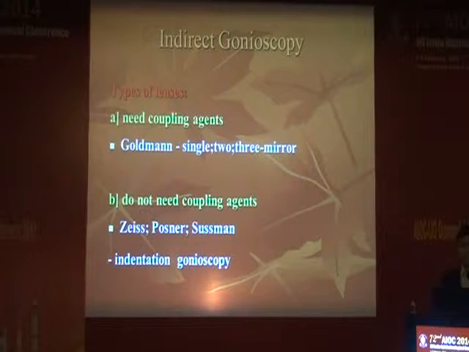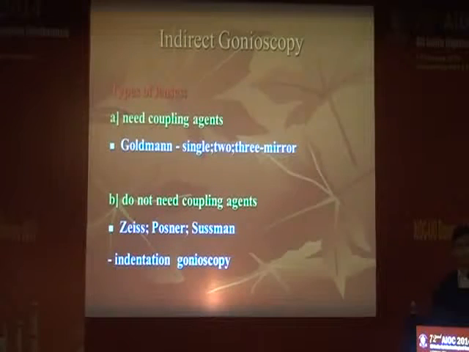Gonioscopy is basically done in two ways, depending on the type of lenses you use. One is the type which needs coupling agents. The Goldmann lens is the most popular lens in this category. The second type is the one for which we do not need to put coupling agents.